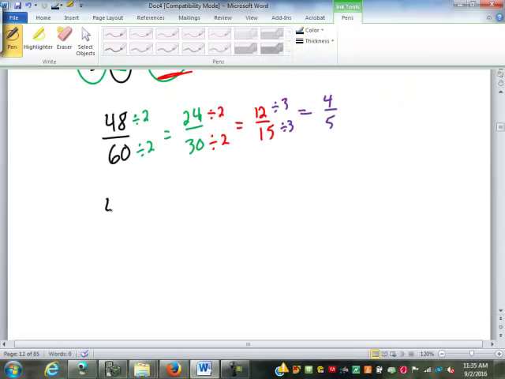I can run into things like this. This is what we call an improper fraction.